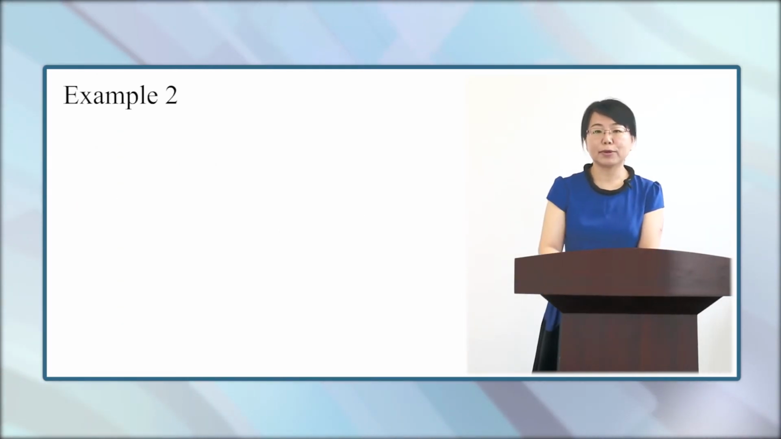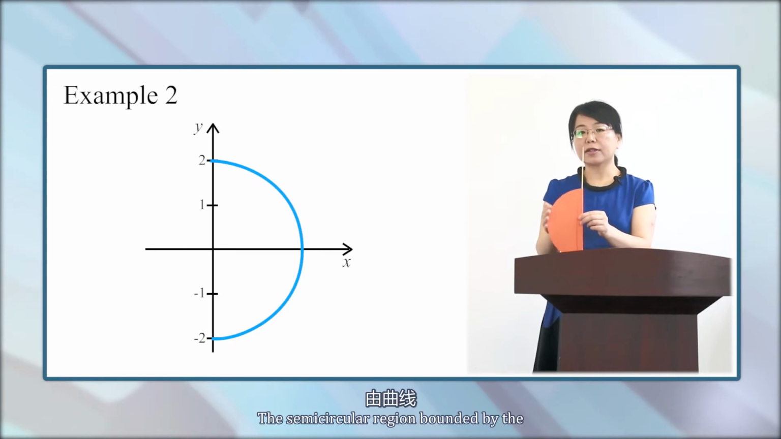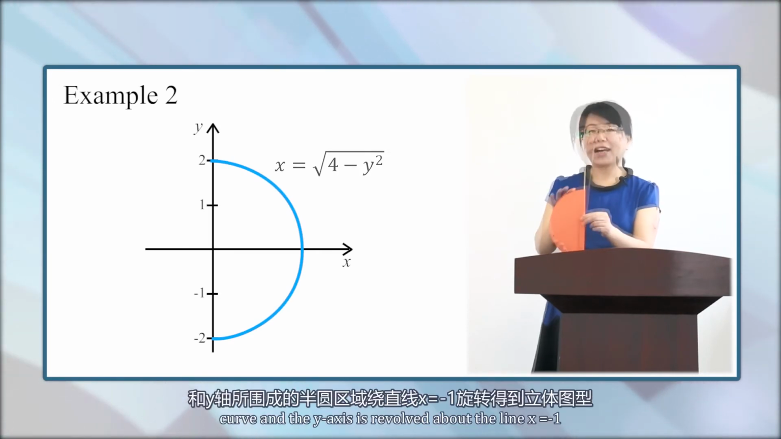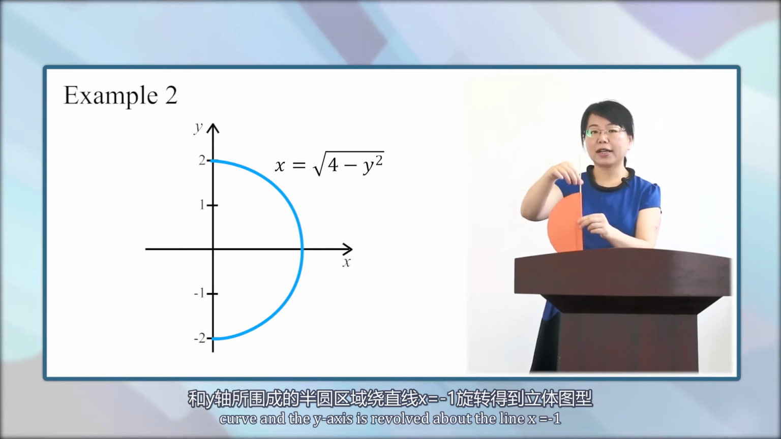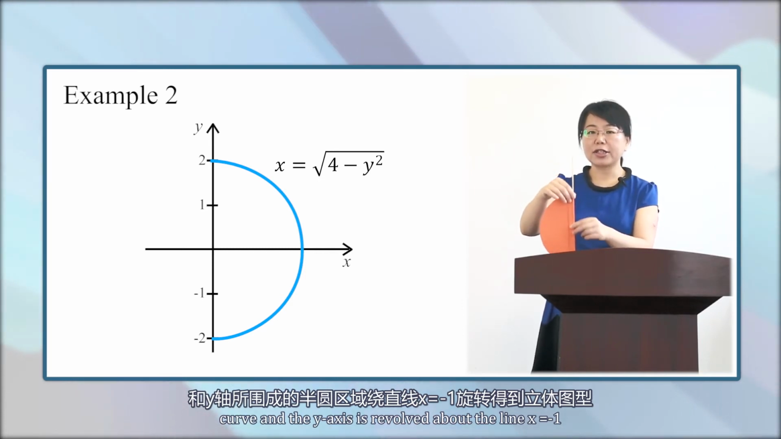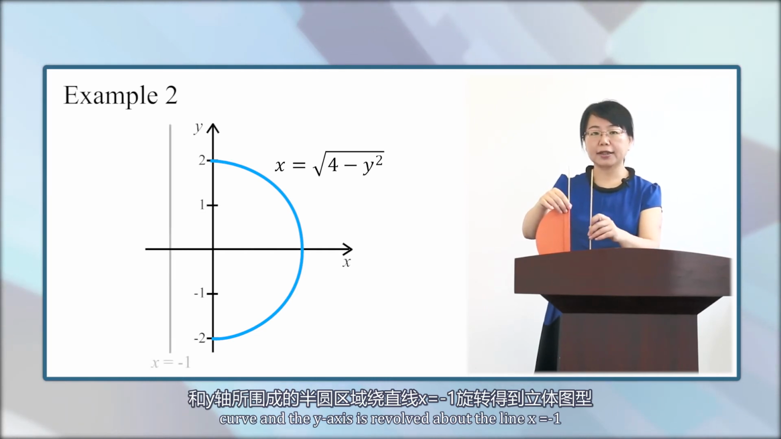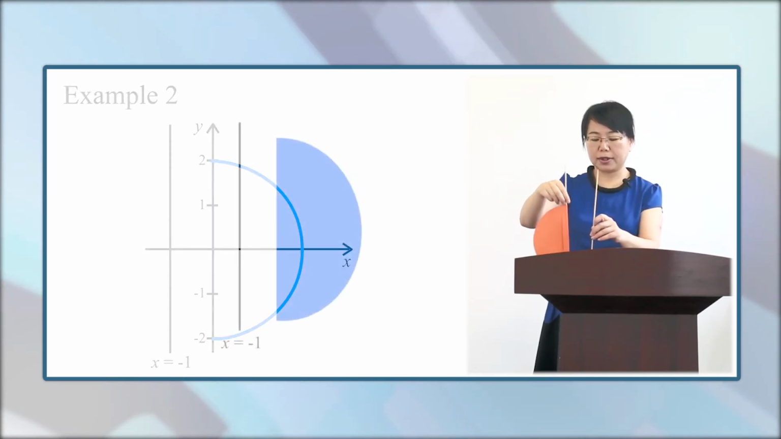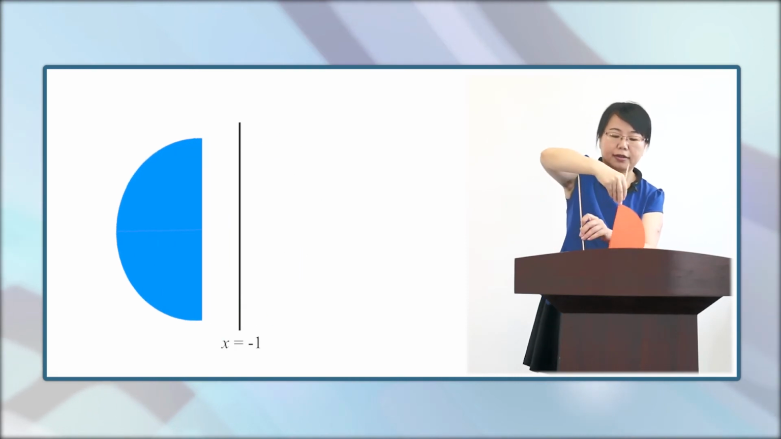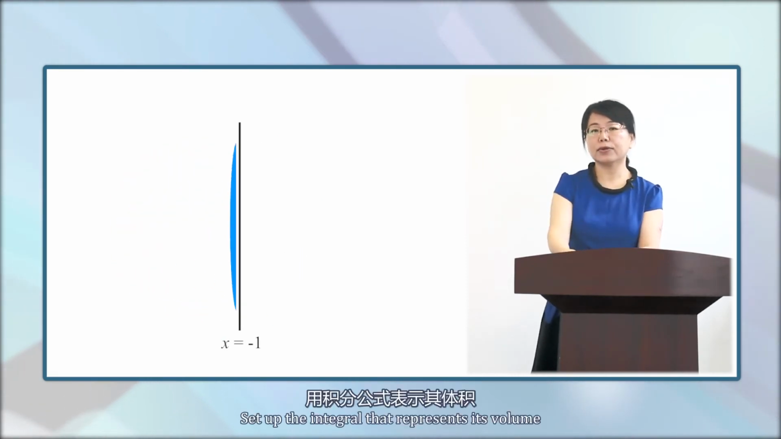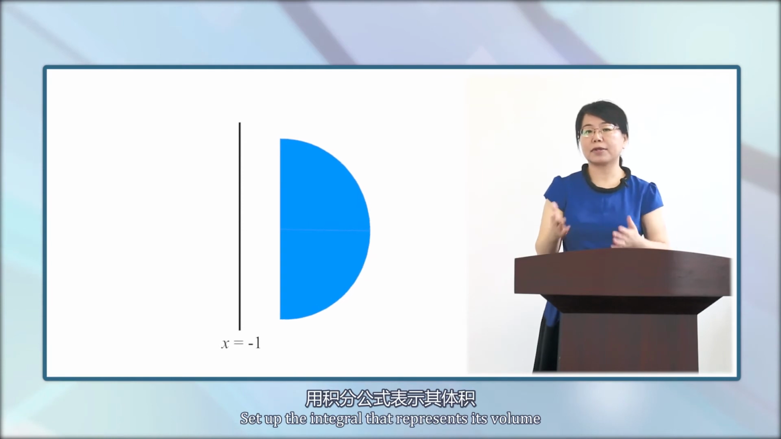Now let's see example 2. The semicircular region bounded by the curve x is the square root of 4 minus y squared and the y-axis. And this region is revolved about the line x is equal to 1. So it's revolved like this. And could you set up the integral that represents this volume?